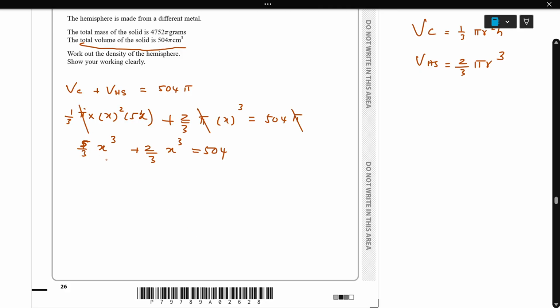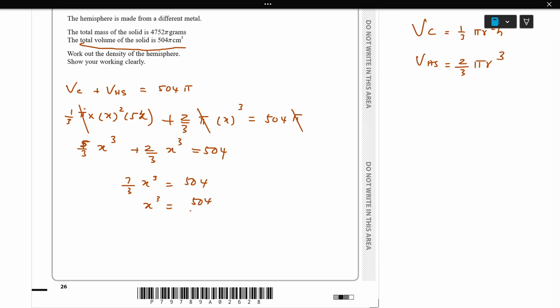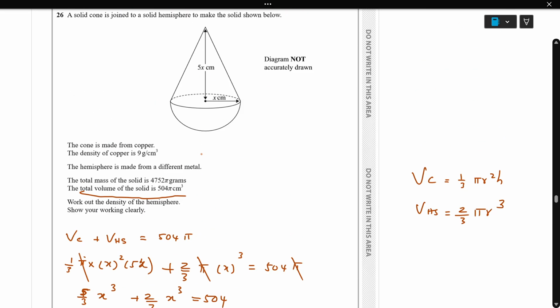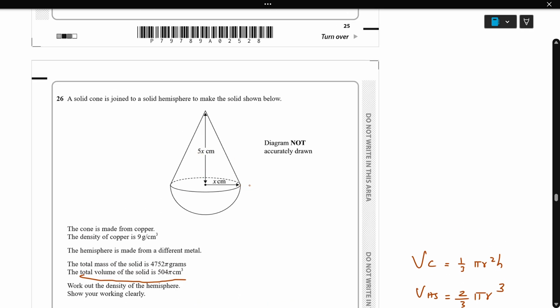From here, this 5 by 3 plus 2 by 3 is going to be 7 by 3 x cube equal to 504. So x cube equal to 504 over 7 times 3, because I bring this 3 up and 7 down. So x equal to cube root of 504 times 3 over 7. So x equal to 6. So we found x. Now radius is going to be 6, and height is going to be 5x equal to 30.